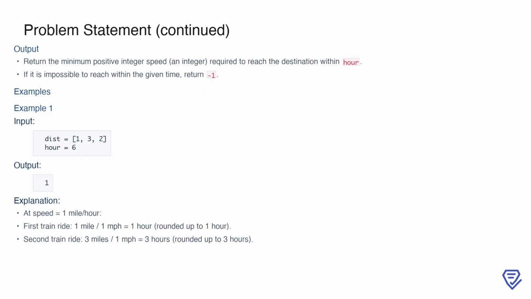Let's look at some examples to understand this better. In the first example, the dist array is [1, 3, 2], and the available time, hour, is 6. If we use a speed of 1 mile per hour, the calculations are as follows. The first train ride takes 1 mile / 1 mile per hour equals 1 hour, rounded up to 1 hour. The second train ride takes 3 miles / 1 mile per hour equals 3 hours, rounded up to 3 hours. Together, these two rides take 4 hours so far.